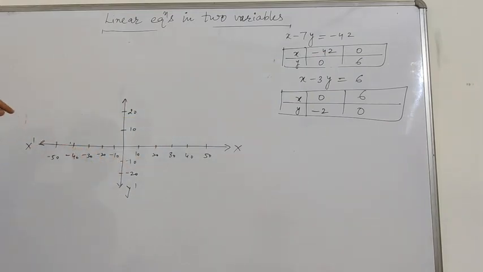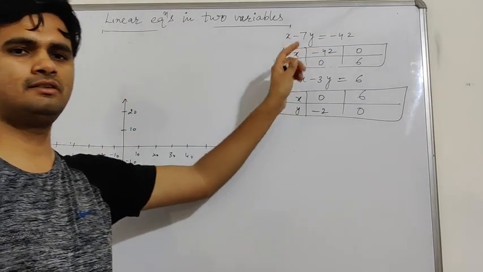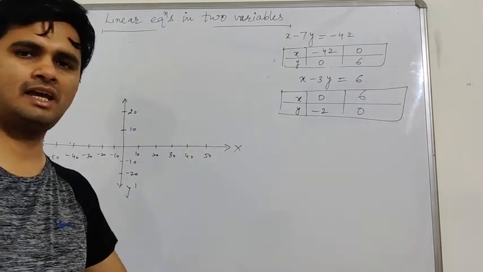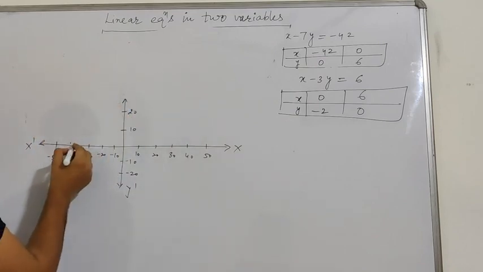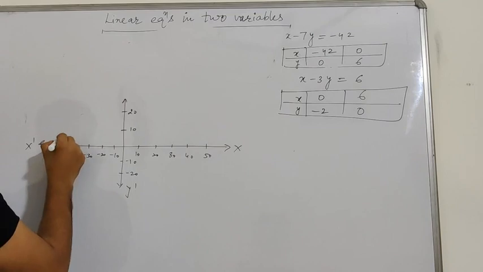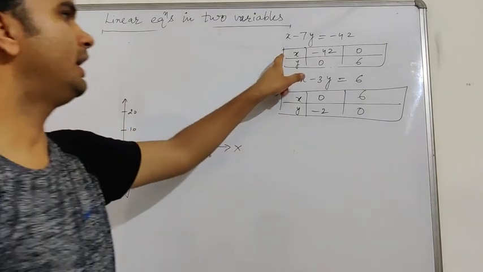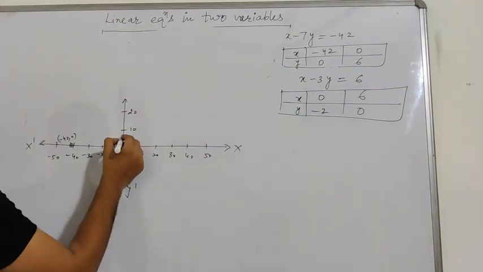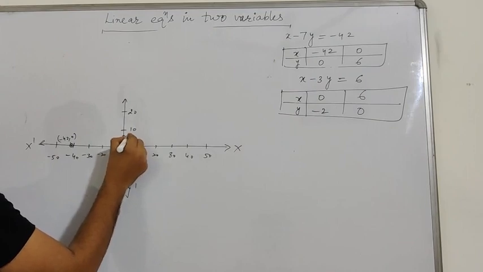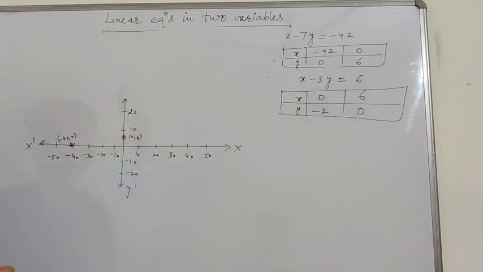x is minus 42 and y is 0. Here y is 0, it means this point is on the x-axis. You know this thing, on the x-axis y is 0 and on the y-axis x is equal to 0. Now we need here x is equal to minus 42. You can easily get this x is equal to minus 42 here. Minus 42 and 0. And the next point is 0 and 6. x is 0, y is 6.